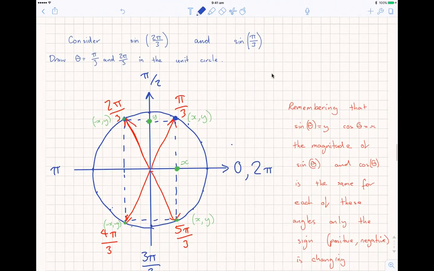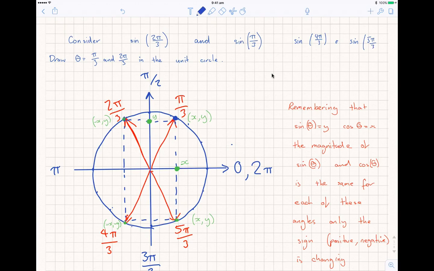All right, so this is the tricky bit, and this is the bit that you need for your question that you were answering in specialist. So let's consider sine of 2 pi on 3, sine of pi on 3, and in fact I actually went a bit further than that. Sine of 4 pi on 3 and sine of 5 pi on 3. We want all of those.